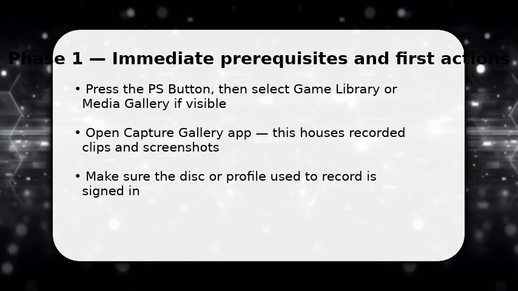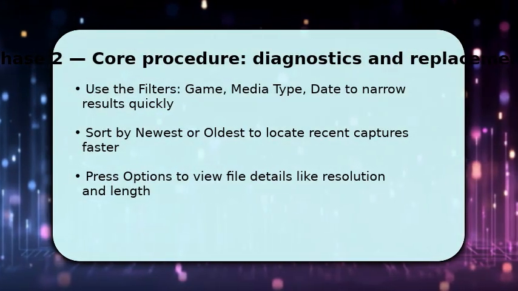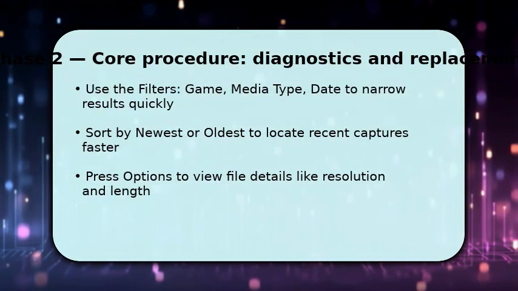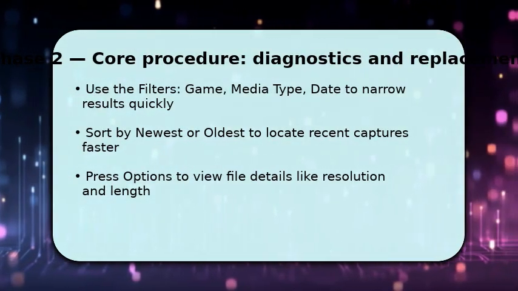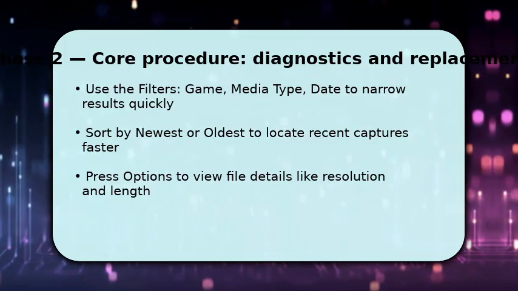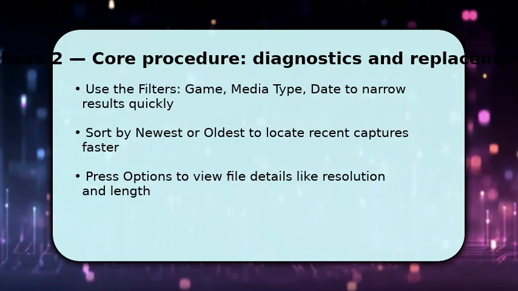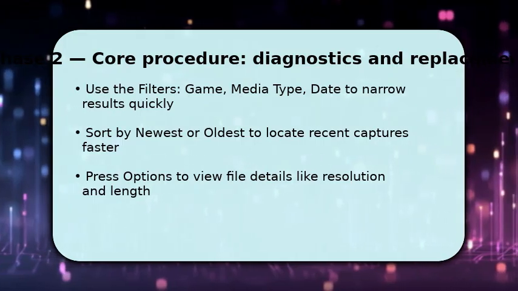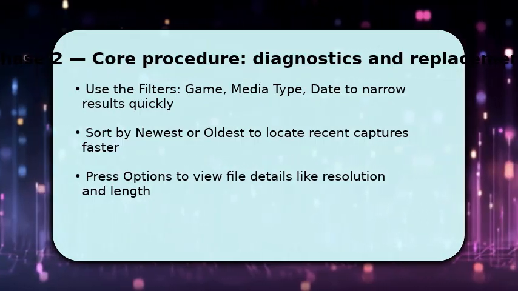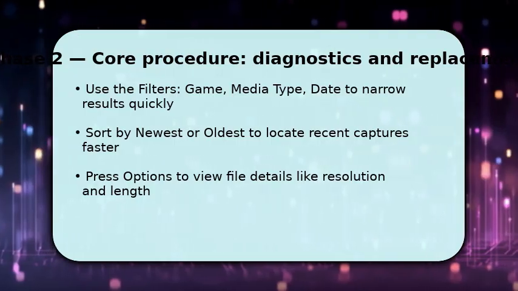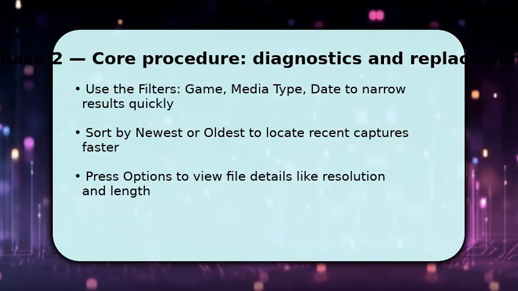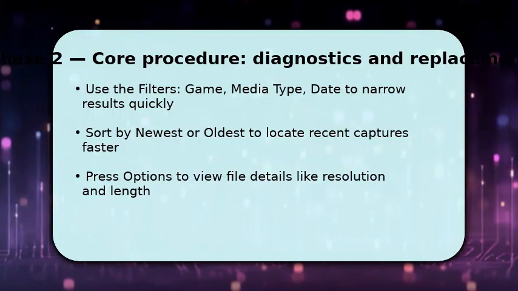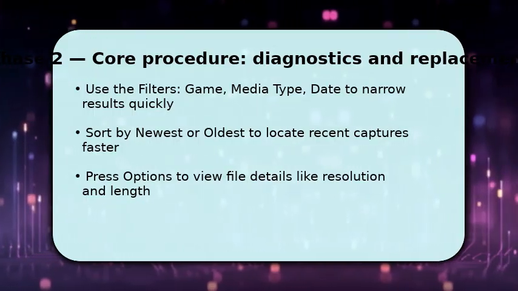Next, narrow the list using filters and sorting options. Select game to see captures tied to a specific title, or choose date when you roughly recall when it happened. Once filtered, sort by newest or oldest to jump straight to the right period. Make sure to press options on a highlighted clip to reveal file details, resolution, length, and file size, because that helps confirm you picked the correct recording.